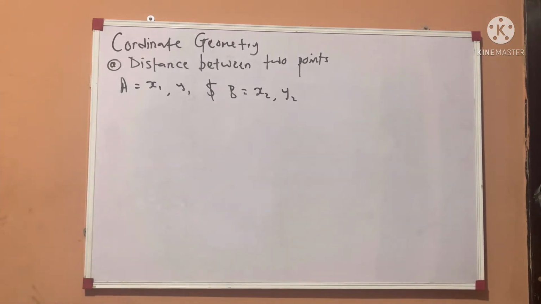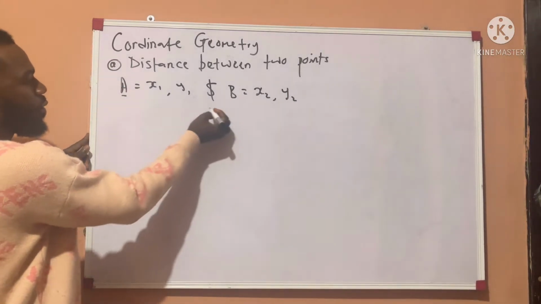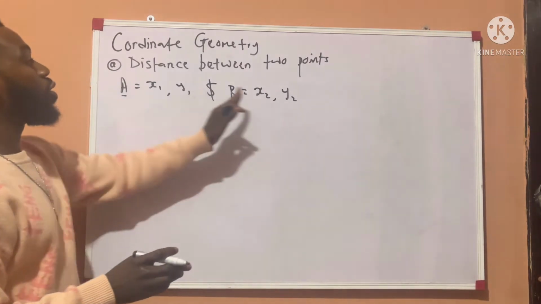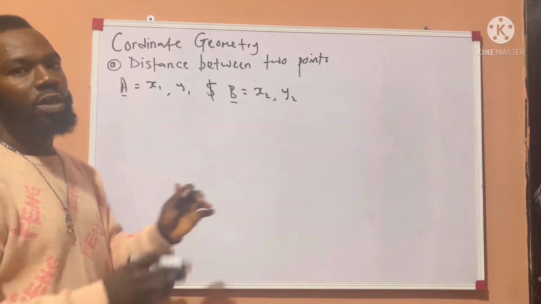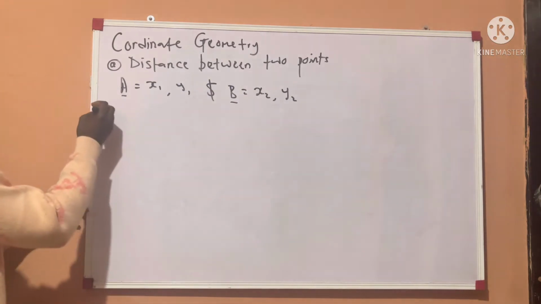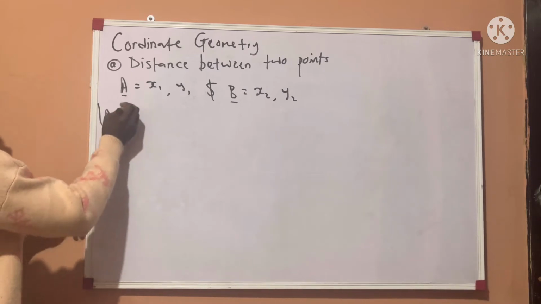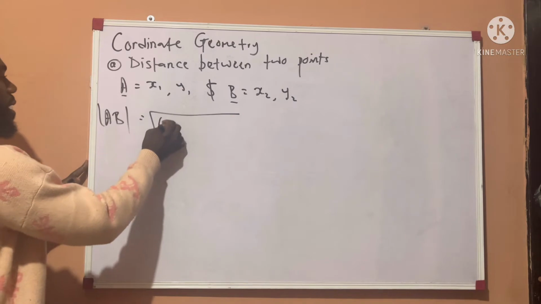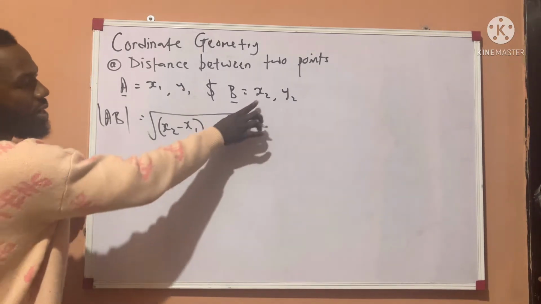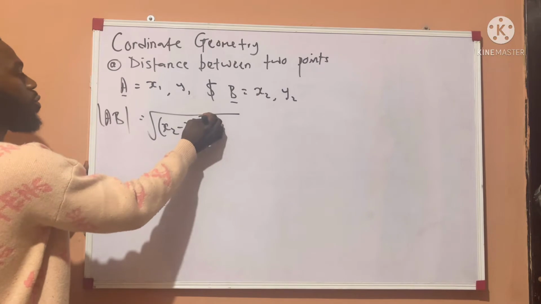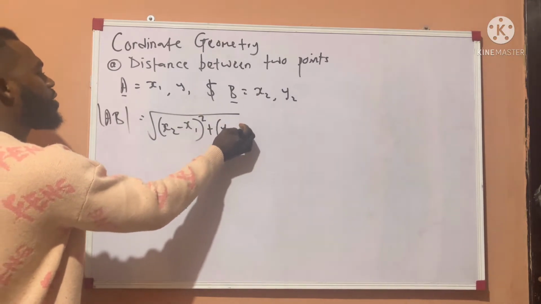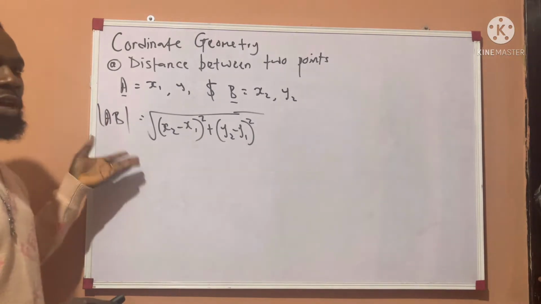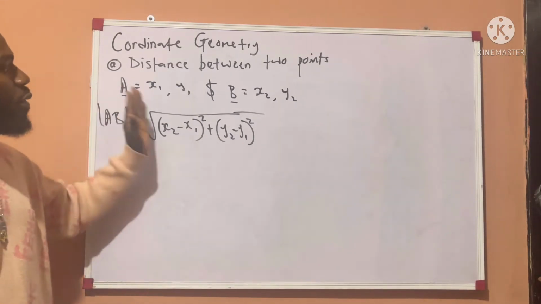Now we are given 2 points, and we are told to calculate the distance between point A and point B, given these points. I'm given these coordinates, x1, y1, x2, y2. The formula you will apply is this: the distance between A and B is equal to the square root of (x2 minus x1) squared plus (y2 minus y1) squared. This is the formula you use when calculating the distance between 2 points.